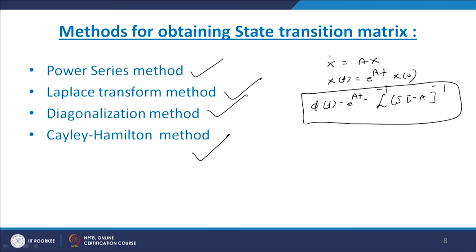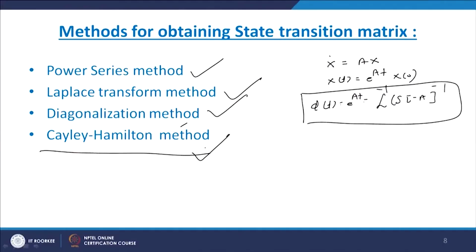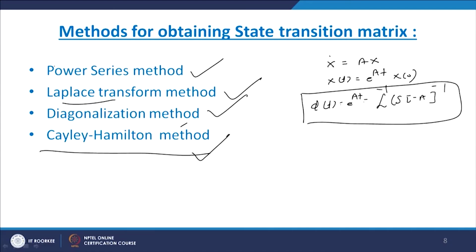Now the diagonalization method is based on the concept of converting the given system matrix into diagonal form, and in this case there is a need to go for the modal matrix. Calculation-wise this method is quite cumbersome, but Laplace transform is quite better. Next is the Cayley-Hamilton theorem. This is a very important theorem and it has wide applications, and this method is also useful in getting the state transition matrix. The Laplace method we have already seen; the methods we have to see are power series, diagonalization and Cayley-Hamilton theorem. Now we start with the power series method.